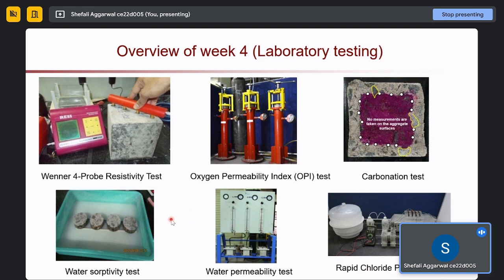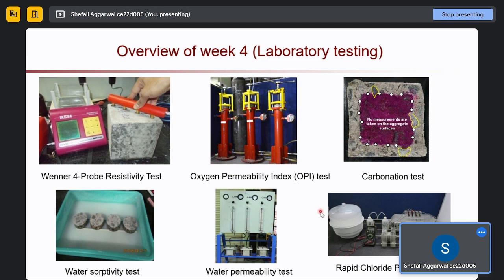Next test is the water sorptivity test. How much water will seep through the concrete from the bottom. And next is the water permeability test: how much water is permeable through the concrete. The difference between these two tests is that in the water permeability test we check how much water goes inside the concrete because of gravity from the top surface, and in the sorptivity test we check how much water is seeping through the concrete from the bottom, against gravity. That is the main difference between these two tests.